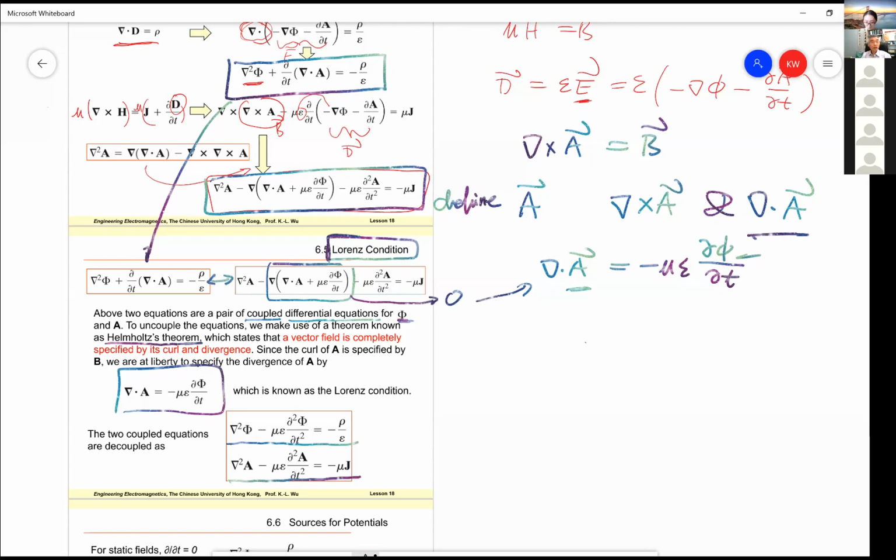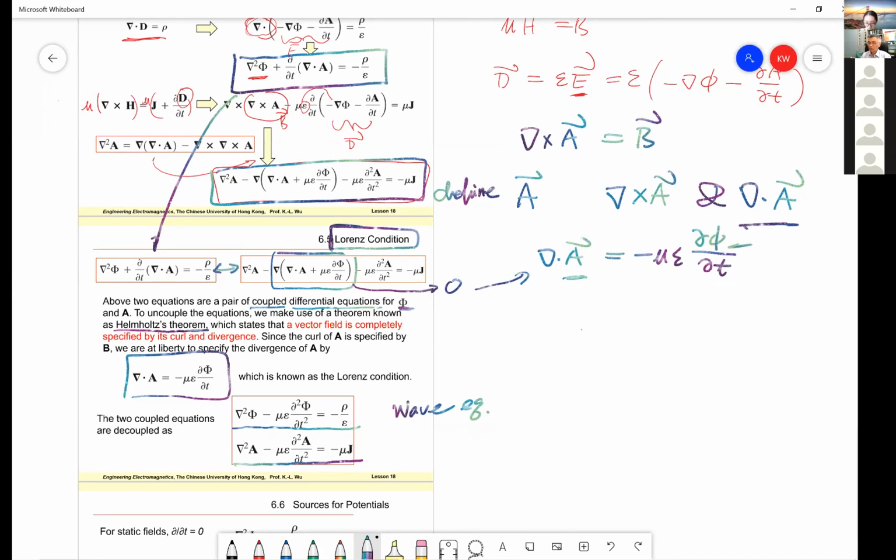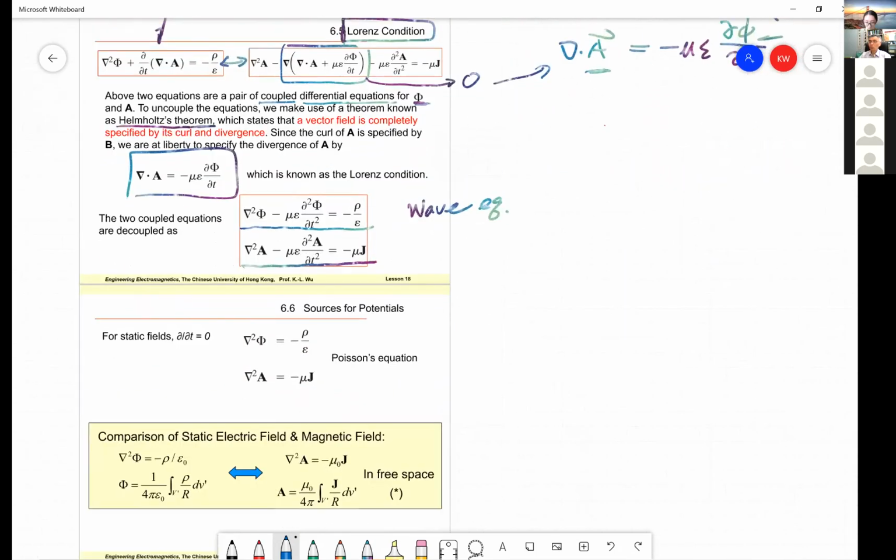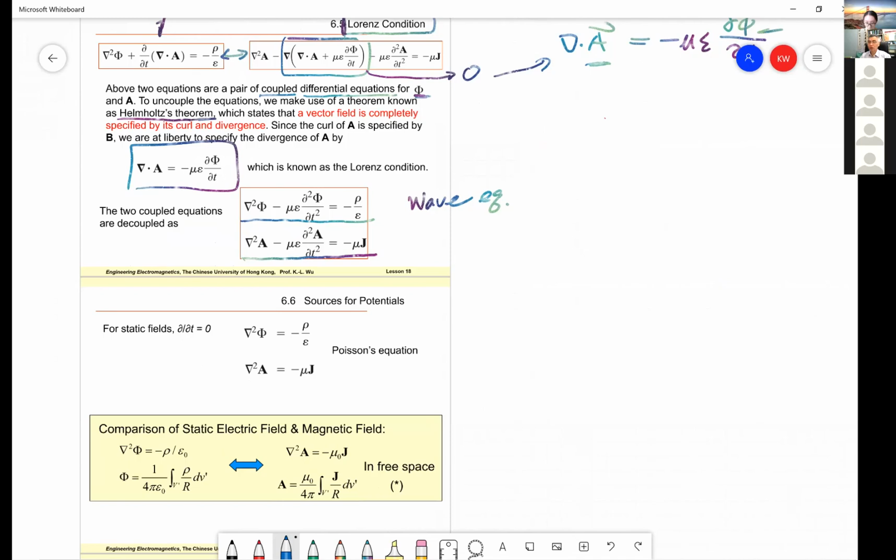These 2 equations are very familiar to us. What are these? Wave equations. Okay, so these are wave equations. What that means is the potential functions also satisfy the wave equations.